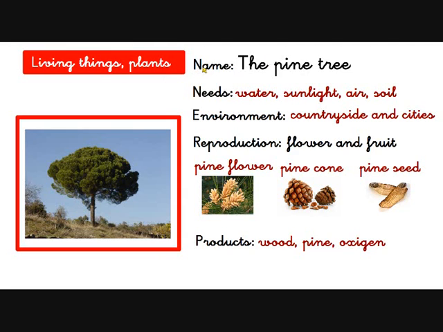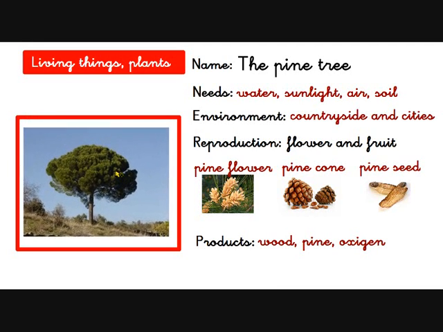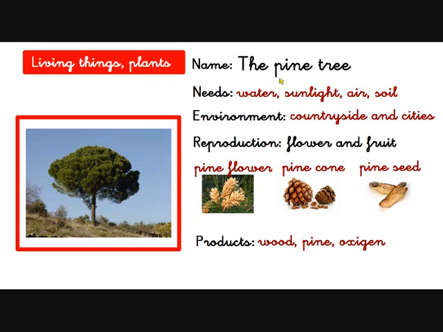Okay, here is a complete example already. Name: the pine tree. Needs: water, sunlight, air, soil. Environment: the countryside and cities. Reproduction: flowers and fruit. Look, we have a photo of the flower, a photo of the cone, the fruit, and a photo of the seed. And the products: we get from this tree the wood, the pine, and oxygen. And don't forget the photograph. We need to put a photograph, okay?